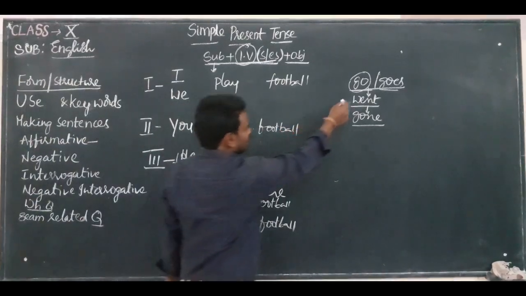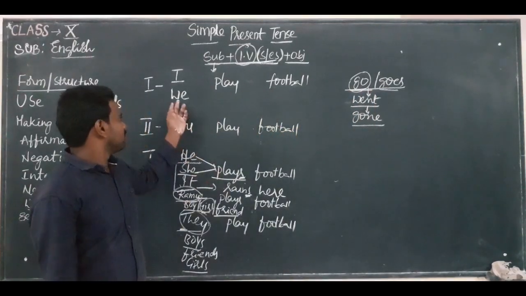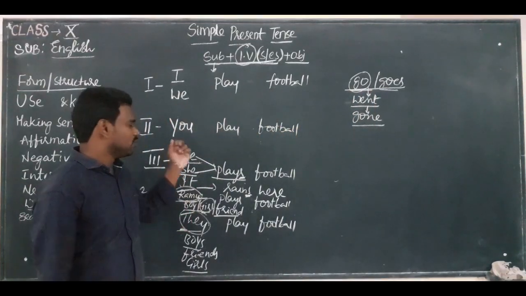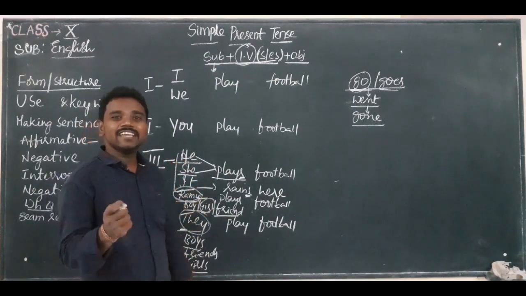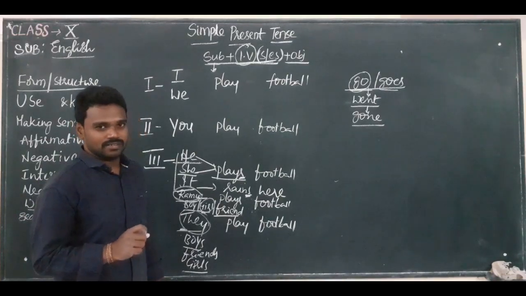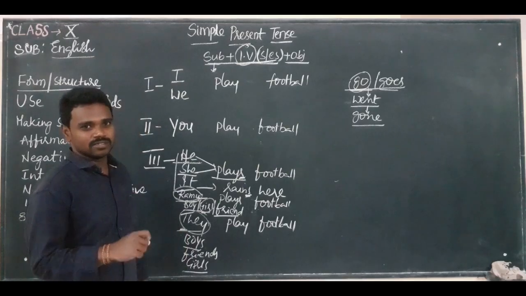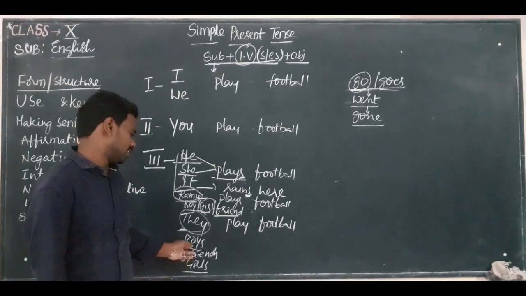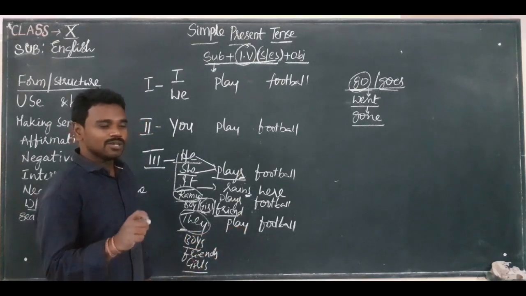In the same way, for example, go. I go to school. We go to school. You go to school. When it comes to third person singular, he goes to school. She goes to school. Understand? Ramu goes to school. All the girls go to school. My friends go to school.